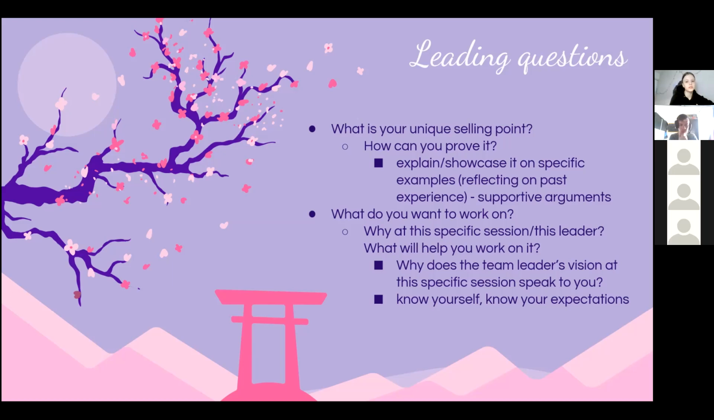Also, what do you want to work on? Think about it for each application, and why specifically at this session, and why specifically with this leader. What will help you work on achieving one thing? For example, if you want to be better at videography, why do you want to do it at this specific session? What will help you achieve your goal, etc. And why, again, is the vision so important, but how does the vision speak to you? What do you take from the vision, and how do you apply the vision to your answer?